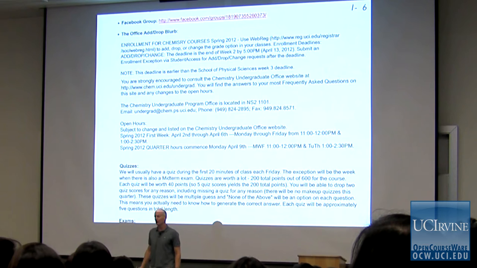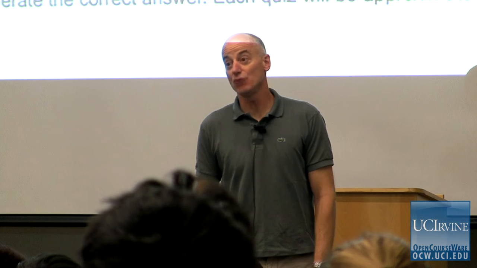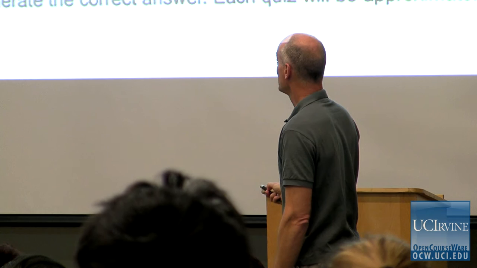If you completely blow a quiz, or sleep late, you don't need to worry. You've got 2 drop quizzes, not just 1. We're actually going to total those 5 quizzes to get those 200 points. Each quiz is going to be worth 40 points. Times 5 is 200. Boom.